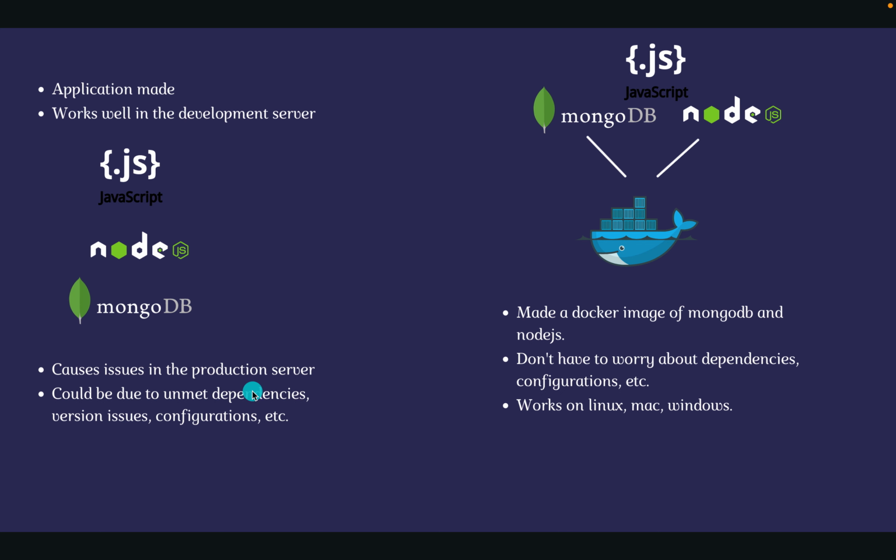This could be due to unmet dependencies. There could be version issues. For example, the development team use a different version of Node or MongoDB, which might not be supported in the production server. There could be configuration issues as well.